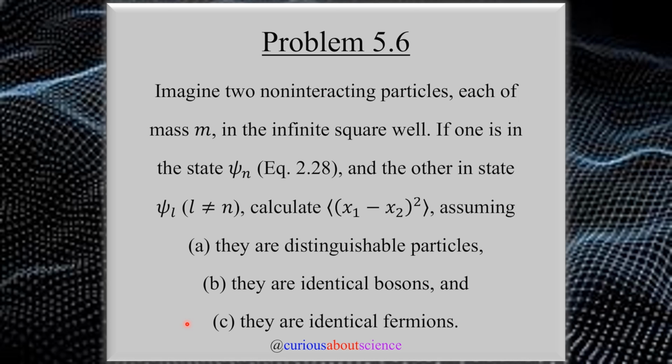They don't get along. Calculate the expectation value of (x1 minus x2) squared, where that is the separation distance in one dimension, squared, assuming that A, they are distinguishable particles, B, they are identical bosons, and C, they are identical fermions. So this will be interesting to see, and we'll see how that expectation value breaks apart.